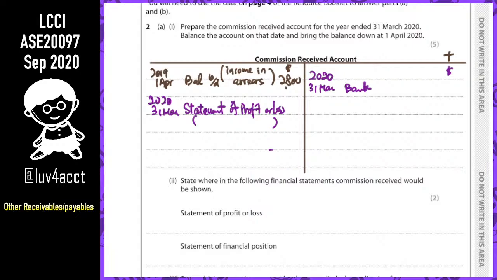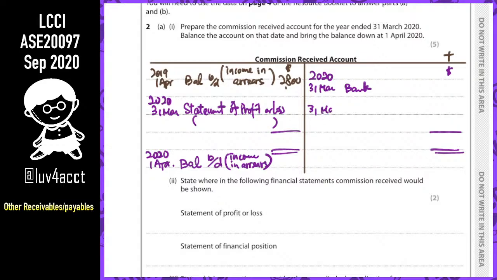So here, not much space, or I shouldn't skip lines. So if it continues to be an other receivables, it will be here. Hopefully we won't get anything strange. Income in arrears. So it will be from here. 31st March balance carry down.